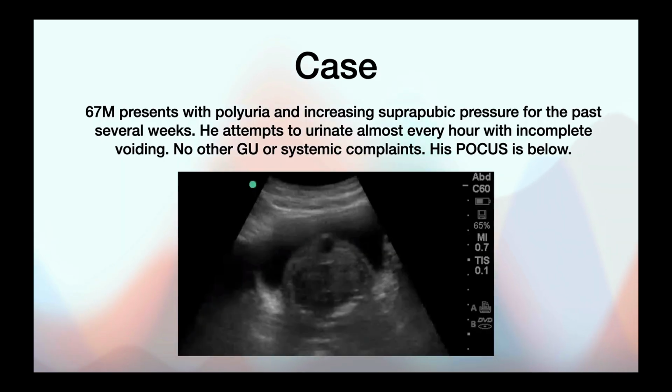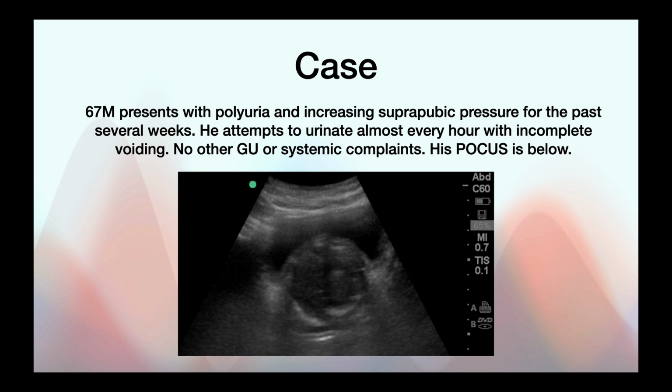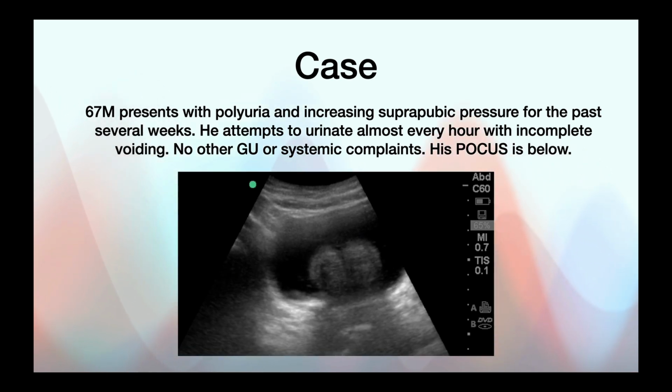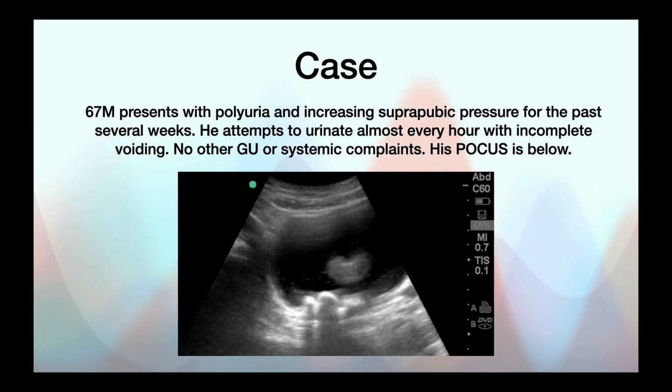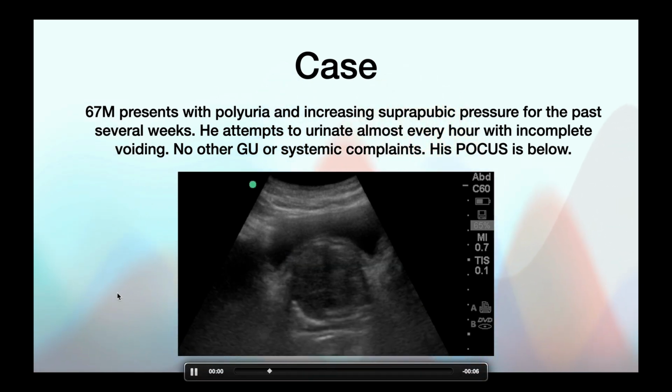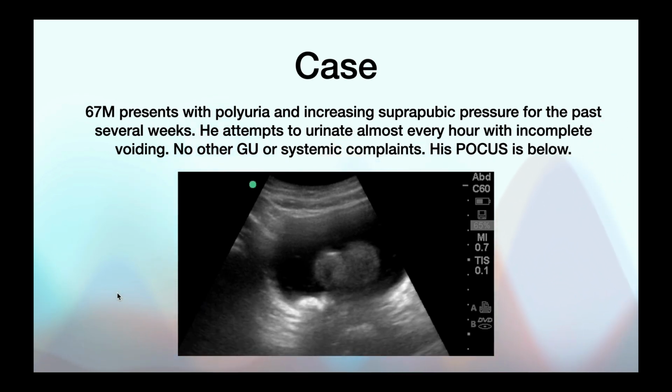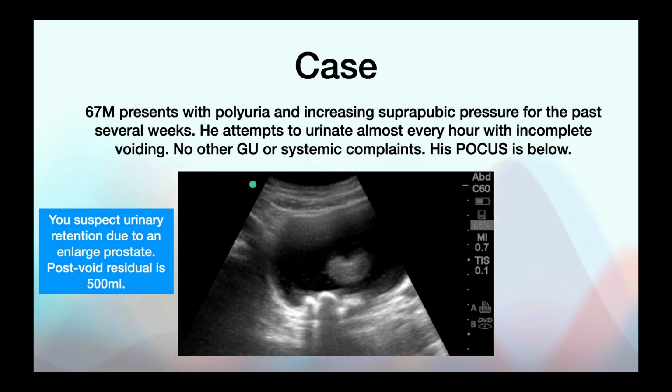A 67-year-old male comes in with polyuria and increased suprapubic pressure for the past several weeks. He attempts to urinate every hour, but he really can't fully void, and he doesn't really have any GU or infectious symptoms, and his POCUS is below. What's your diagnosis? Yes, that is an enlarged bladder, and that's leading to urinary retention. Congratulations, you made the diagnosis.